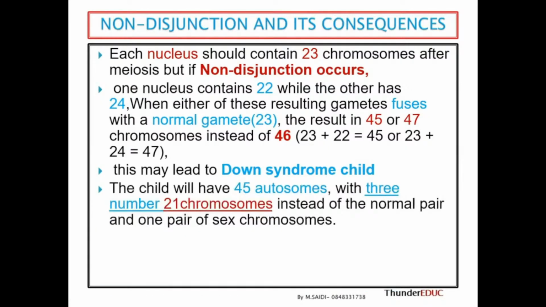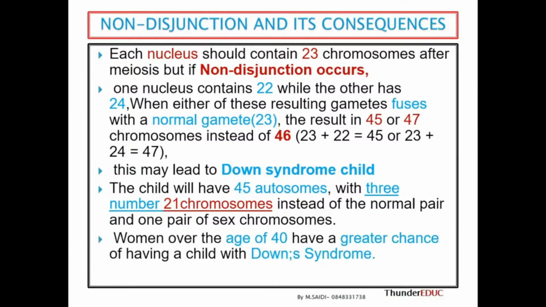And then the child will have 45 autosomes with 3 chromosome number 21. It means that chromosome number 21 is going to be 3 of them. That's why we call it trisome. That cell is called trisome because they have 3 chromosomes of the same kind instead of a normal pair, and 1 pair of sex chromosomes. So if there are 45 plus the sex chromosomes, which is X and Y or X and X, based on which gender it is, then it's going to become 47.